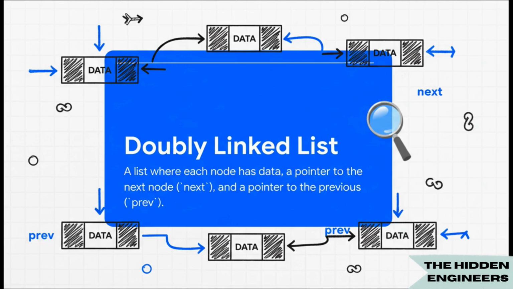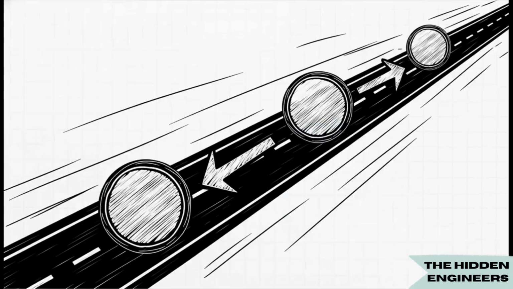Each node is just a little bit smarter. It's still got its data, and it still knows what's next, but now it has this crucial third piece, a prev pointer, that links it back to whatever came before. That's the secret sauce. And check this out.